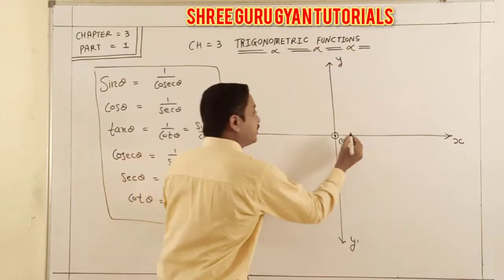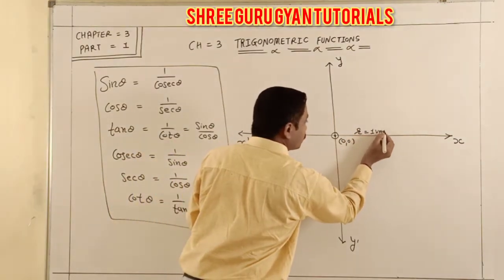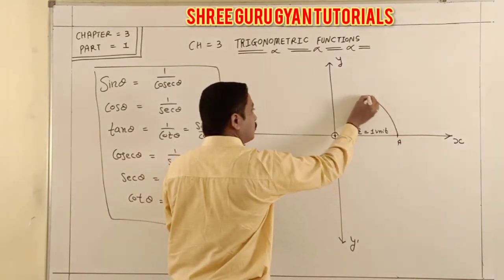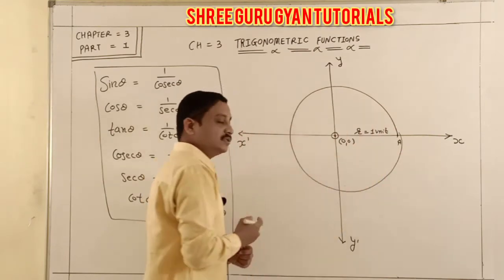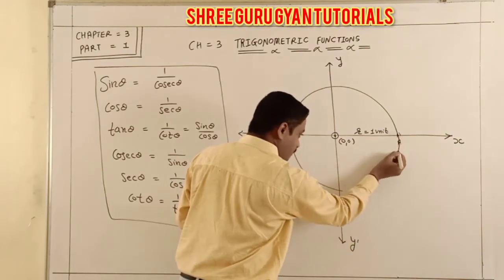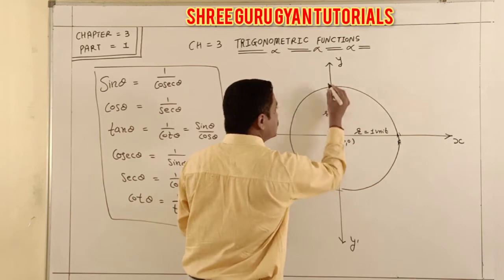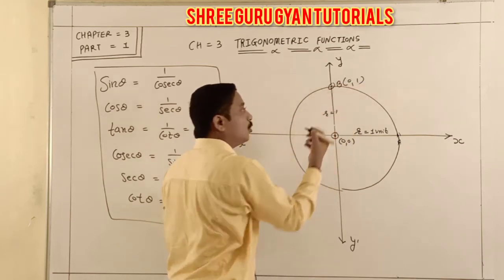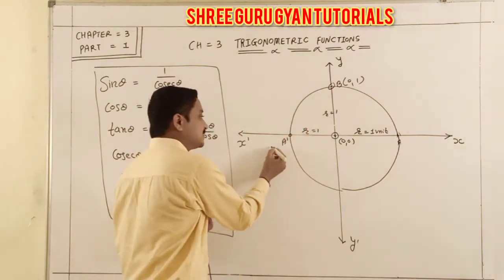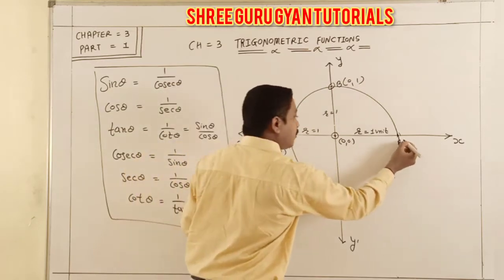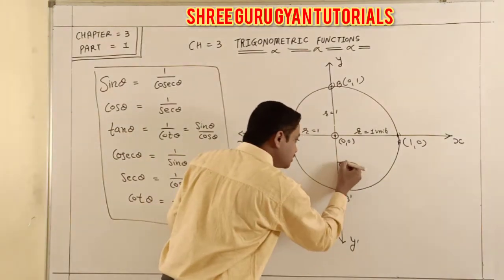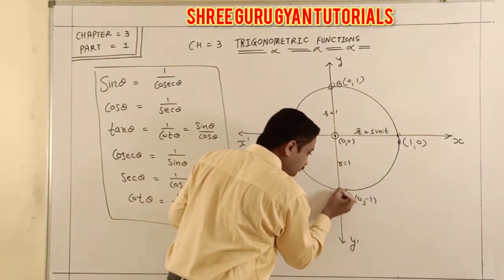If I take radius 1 unit, the distance from O to A, then definitely you can make a circle with radius 1. This radius 1 circle is ready. This radius is also 1, so this point is B, (0, 1) on the y-axis. Similarly, with radius 1, it is A dash on the negative x-axis, so (-1, 0). Here A is the point (1, 0), because the unit distance from the origin is 1. Here also the radius is 1, so it is (0, -1).